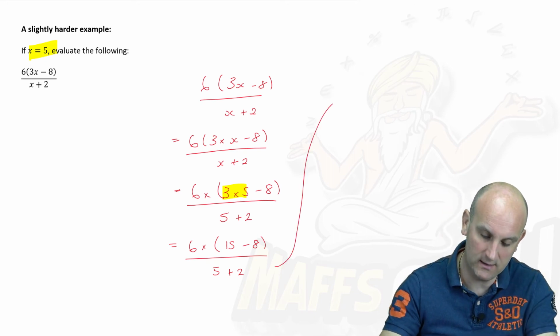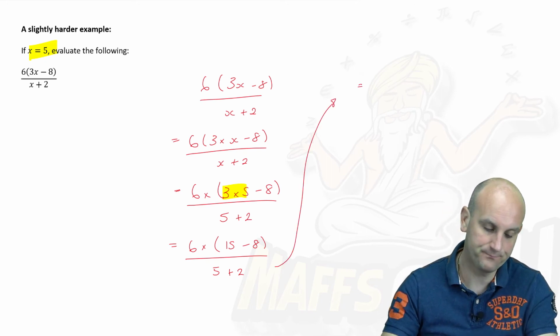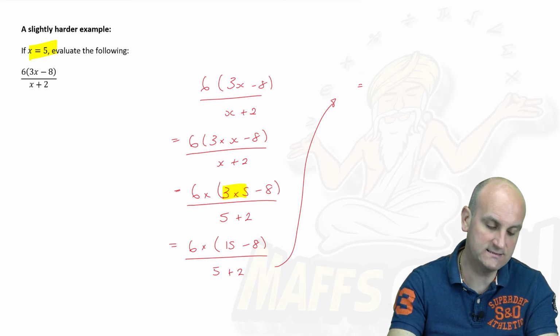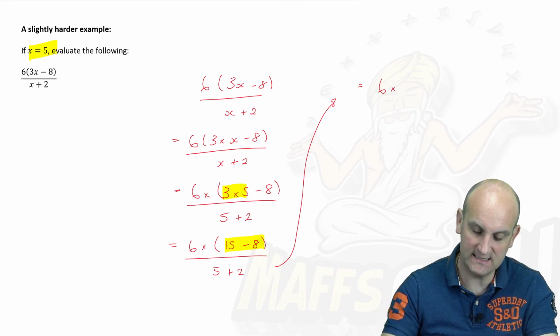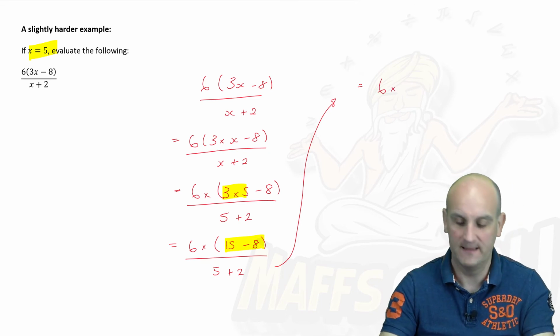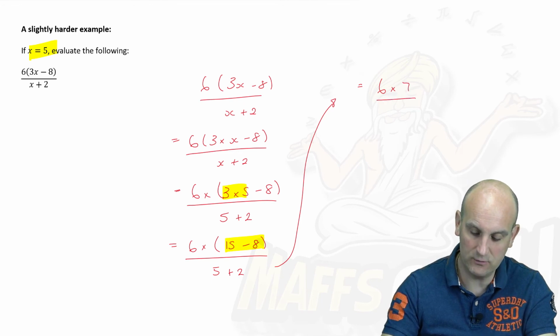So we're going to go back up here and carry on my working out. Go back. Brackets. Are there any brackets? Yes, there are, but we can now work out what's inside the brackets. So we get 6 times. What's 15 minus 8? 7. All right, so we don't need the brackets anymore. Divided by 5 plus 2.